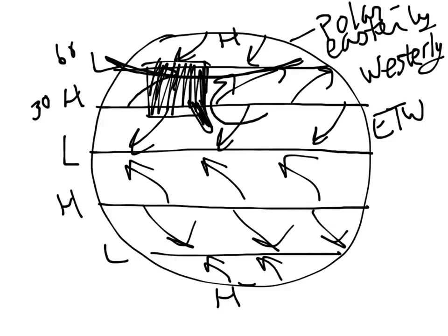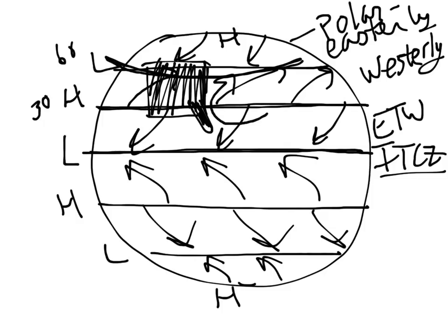All right, let me give you some other bit of information. We know that this equatorial low is better called the ITCZ, and we'll talk much more about the ITCZ a little bit later on. The subtropical high is also known as the horse latitudes.